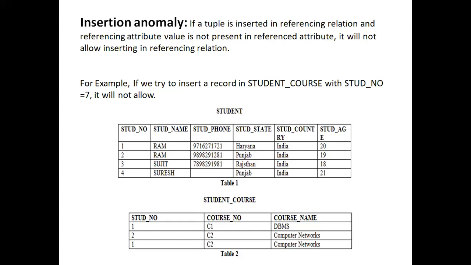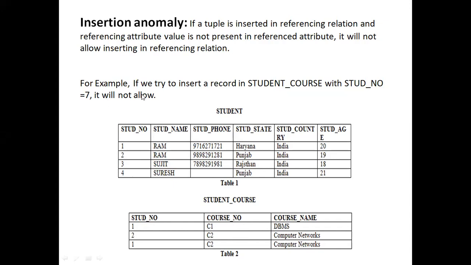Let us see this briefly. Insertion anomaly, what it does. If a tuple is going to be inserted in the referencing relation and the referencing attribute value is not present in the referenced attribute, it will not allow inserting in the referencing relation. For example, on your screen, we are maintaining two tables, one student table and one student course table. In the student table, I'm maintaining four student records with student numbers 1, 2, 3, 4. And in student course, I'm maintaining a record of which student is taking which course.